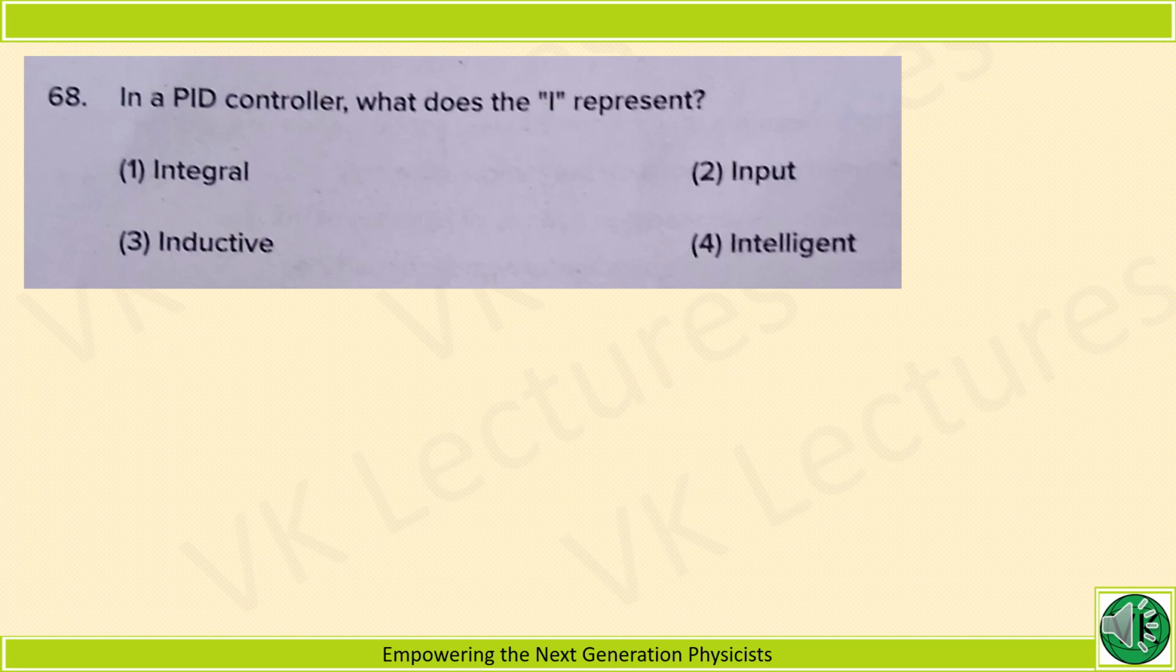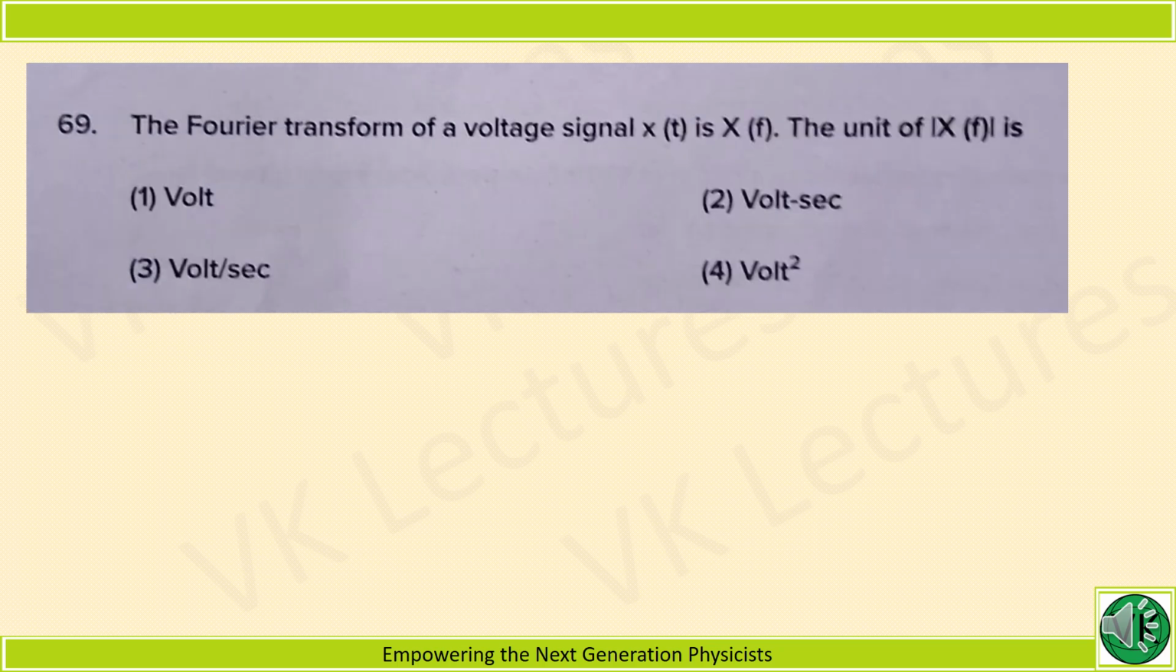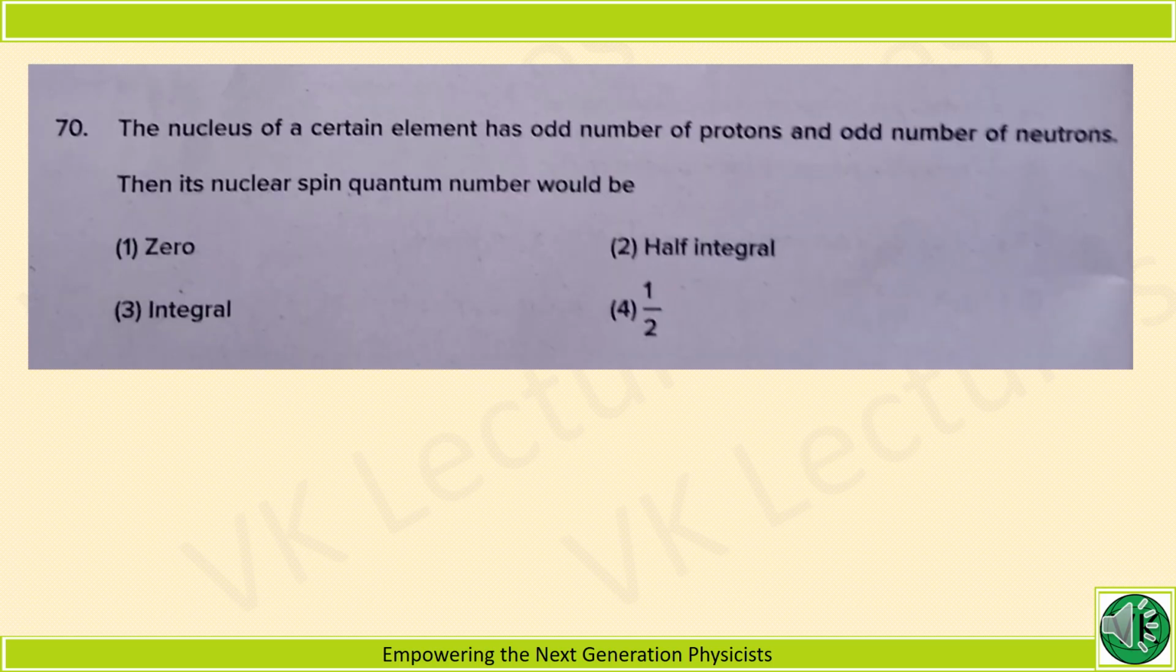In a PID controller, what does I represent? I represents integral. The Fourier transform of voltage signal x of t is X of f. The unit of X of f is volt second. The nucleus of a certain element has an odd number of protons and an odd number of neutrons. Then its nuclear spin quantum number would be an integral spin quantum number.